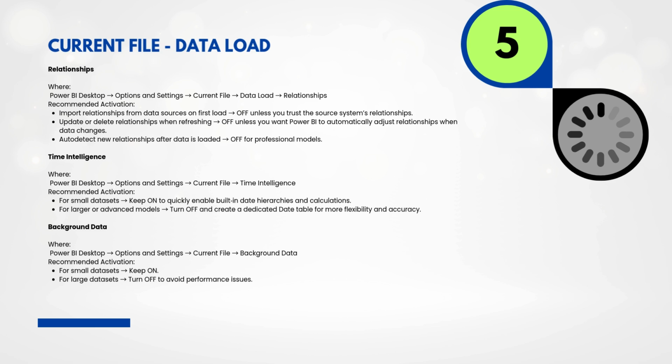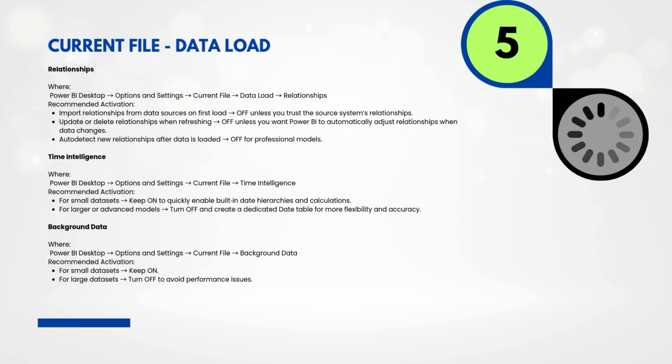Now let's talk about time intelligence. This setting is like Power BI's built-in calendar brain. For small data sets, it's super handy. You flip it on and suddenly you've got the date hierarchies and quick calculations ready to go. But when your models get bigger and you're working on something advanced, that shortcut can actually hold you back. In those cases, it's smarter to turn time intelligence off and build your own dedicated date table.